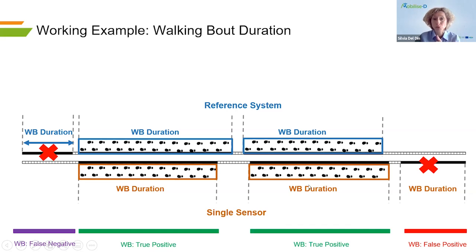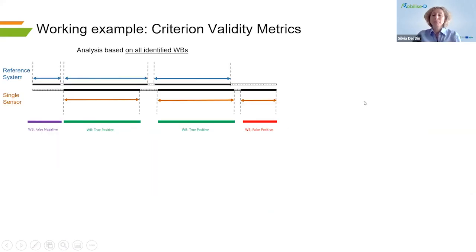We're going to have true positive walking bouts, so walking bouts that are detected both by the reference system and the single sensor. And we're going to have false positives, so walking bouts that are detected by the single sensor as walking, but that in reality are not. So for the criterion validity metrics that Sarah showed you before, we're going to use a couple of different strategies. The first type of analysis we're going to base on all identified walking bouts. So for the reference system, we're going to utilize all the 3 walking bouts detected by the reference system, and by the single sensor, again, all the 3 walking bouts identified by the single sensor, whether the walking bouts are true positive, false positive, or false negative.